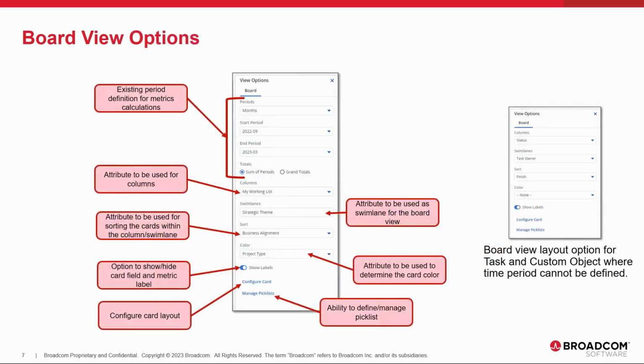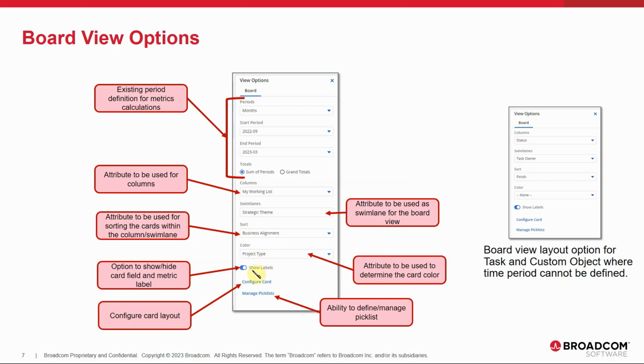Going into the view option for the board view, if the board view supports the time period, then we will display the time period setting as it does today. The column definition for the attribute will be defined right after that, which should be based on the columns. The swim lane is a new option that is going to be available that will allow the user to define what attribute should be used to display the data swim lane. The ability to sort the data within the board layout will be done based on the sort attribute right here, and the color attribute will be used to display the color for each card within the board view.